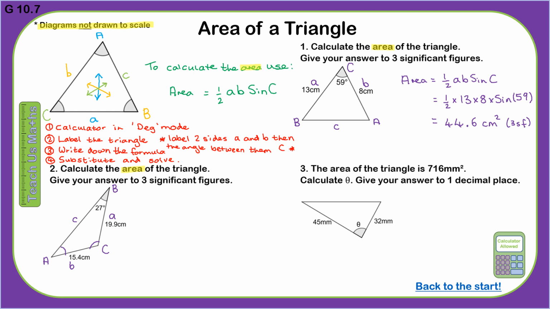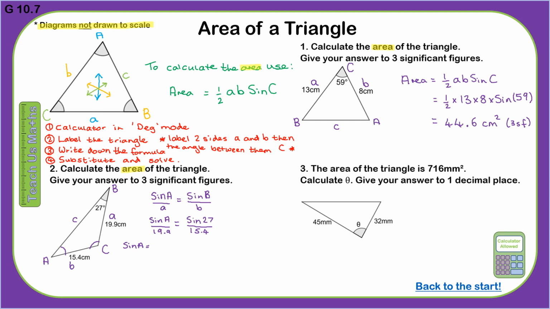So I'm calculating angle A, so the sine rule that I need to use is sine A over a is equal to sine B over b. We substitute in what we know, and we have sine A over a, which is 19.9, is equal to sine B, 27, over b, 15.4. Now we can solve to find A.